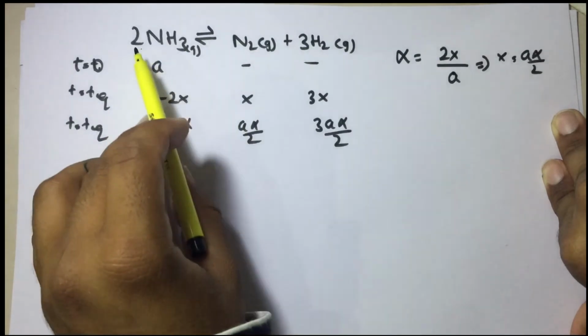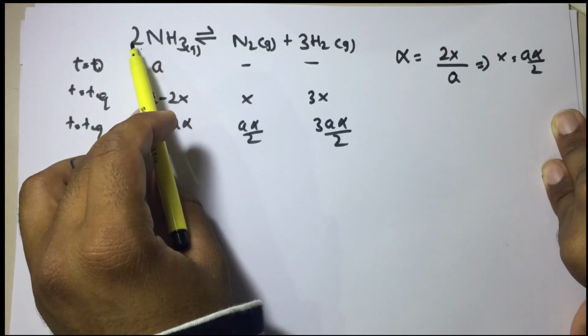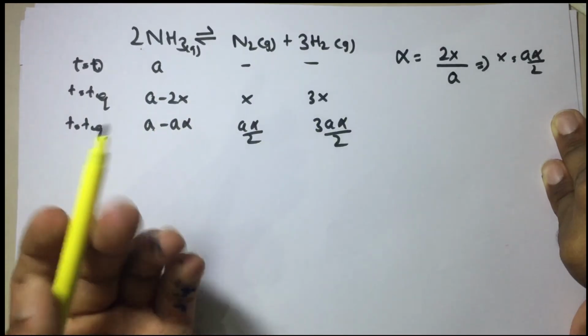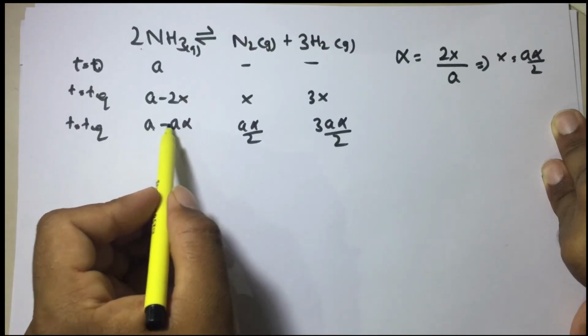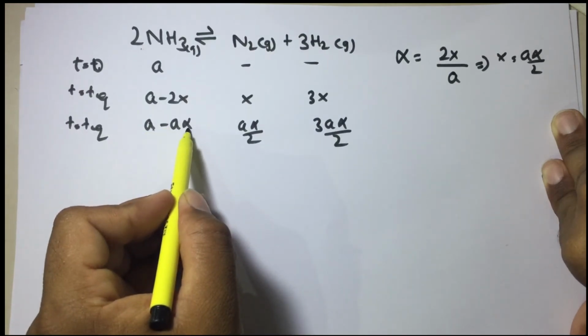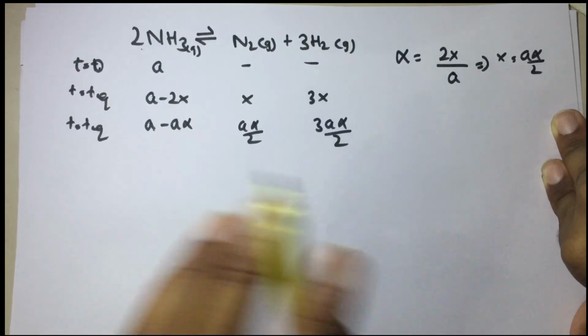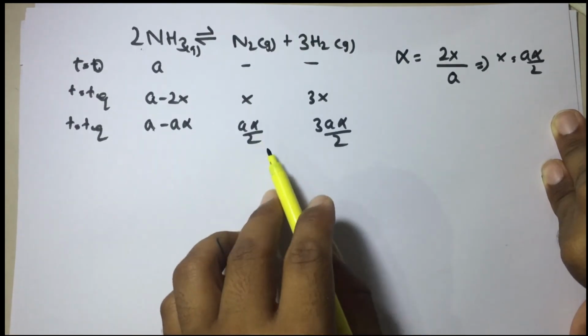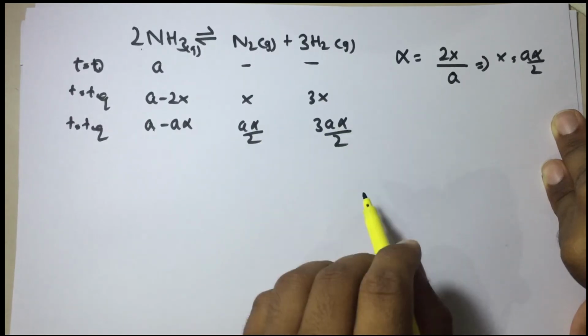कुछ भी नहीं करना है, जो यहाँ पे स्टोइचियोमेट्रिक कोफिशिएंट होगा वो डिनोमिनेटर में आ जाएगा. बाकी ये ऐसे कैसे रहेगा? बच्चे इसके अंदर गलती करते हैं, यहाँ पे a माइनस a अल्फा या a माइनस 2a अल्फा कर देते हैं, तो वो गलती हो जाती है ना. वो नहीं करना है, a माइनस a अल्फा ही रहेगा हमेशा. और यहाँ पे क्या होगा? a अल्फा बाई 2 आ जाएगा, यहाँ पे 3a अल्फा बाई 2 आ जाएगा.